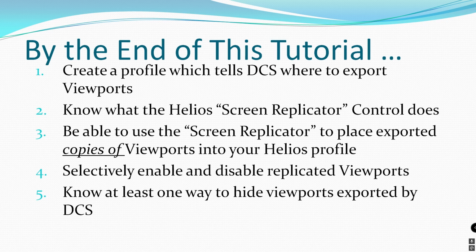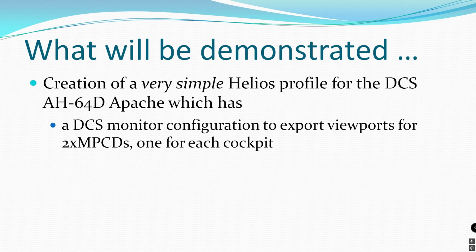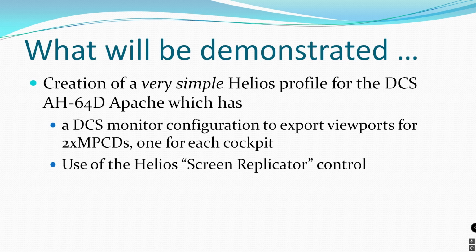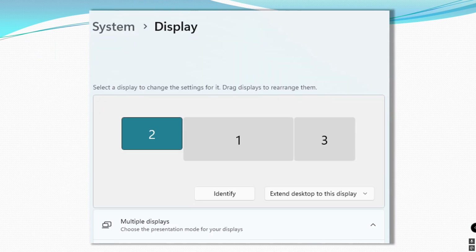In the second half of this video, we'll create an extremely simple profile for demonstration purposes based on the AH-64D Apache, which has a DCS monitor configuration to export viewports for two MFCDs. You'll use the Helios screen replicator control, and it'll have selectable cockpits for both the pilot and CPG. And each of those cockpits will have their own MFCD displays.